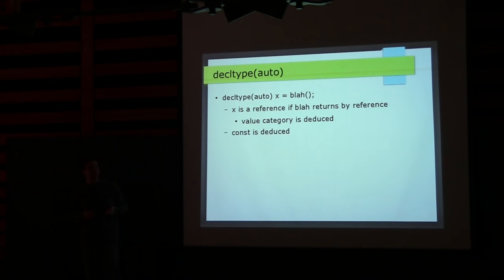So decltype auto. The question was, how does that differ from decltype auto? Decltype auto is a reference if blah returns by reference, and it's a value if blah returns by value. Essentially, the value category is completely deduced, whereas auto ref ref said, if you return an R value reference or you return a PR value, I don't care, I'm going to treat them the same. Decltype auto says, I'm going to maintain the distinction between value and reference.